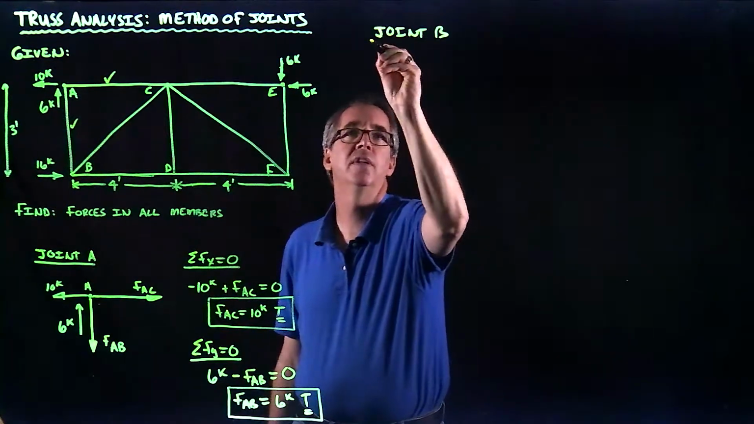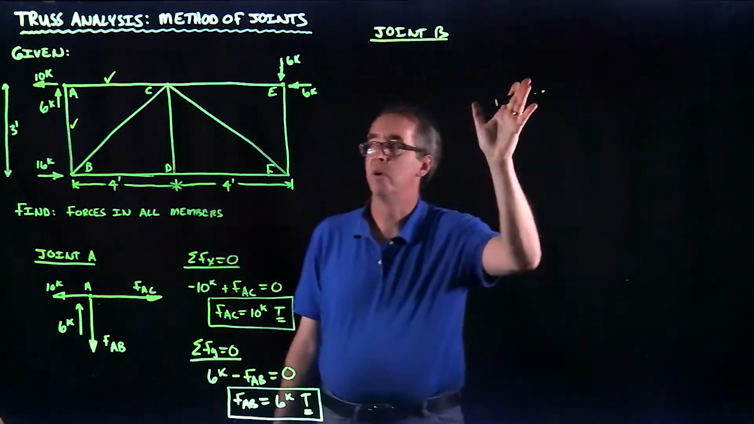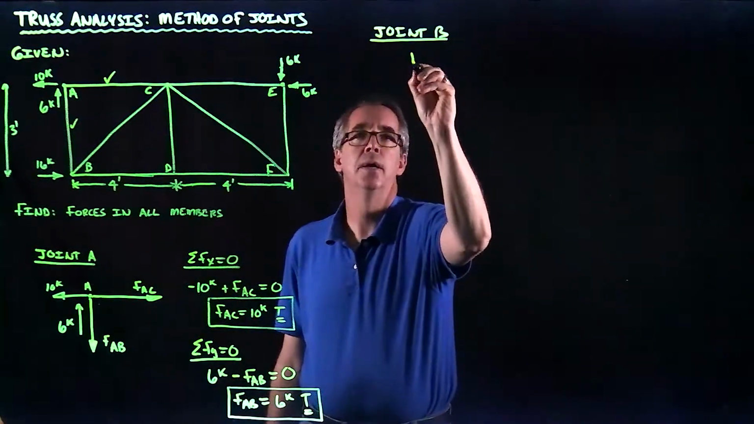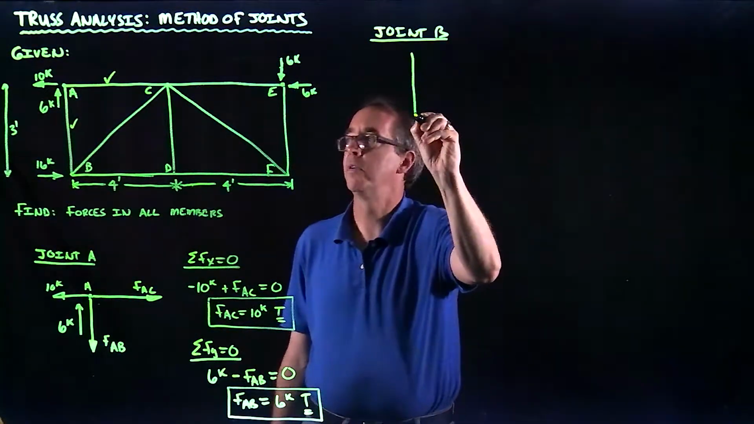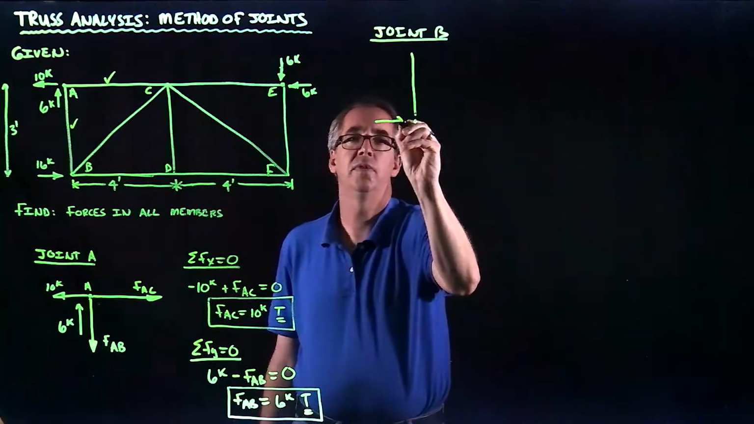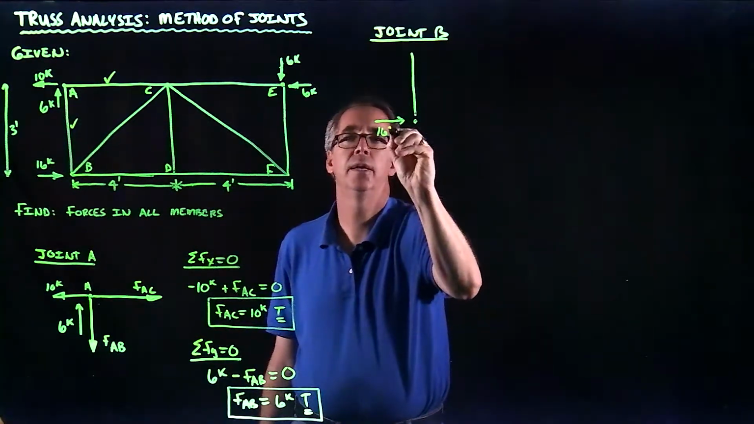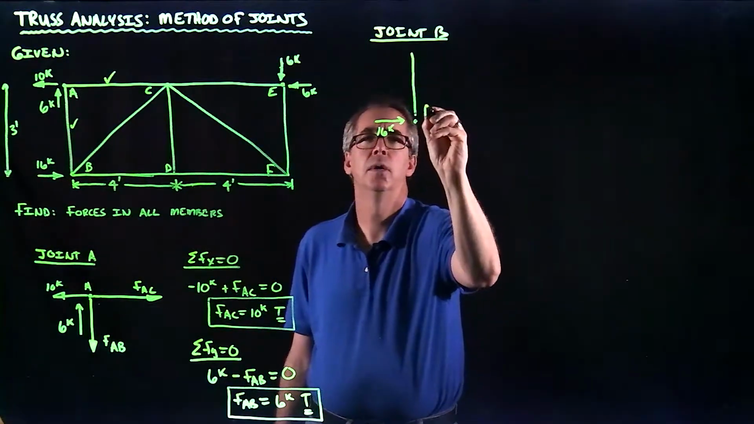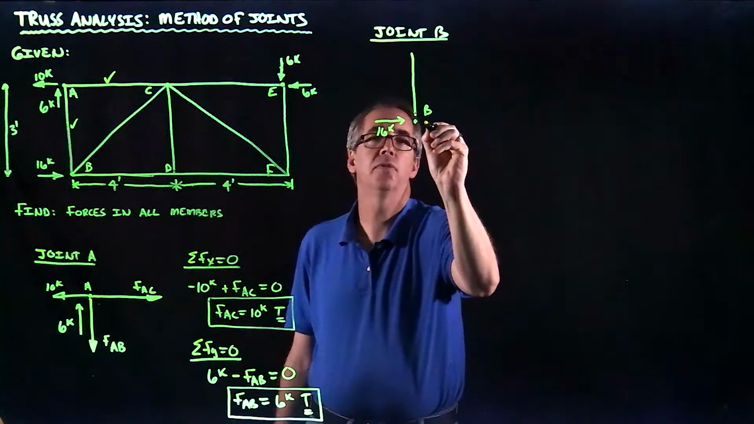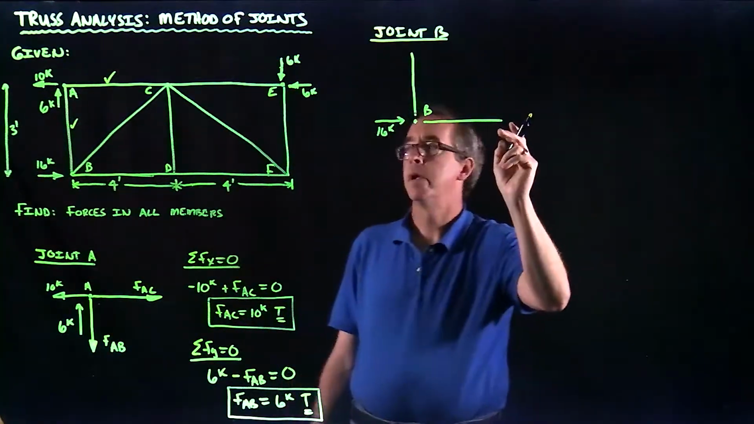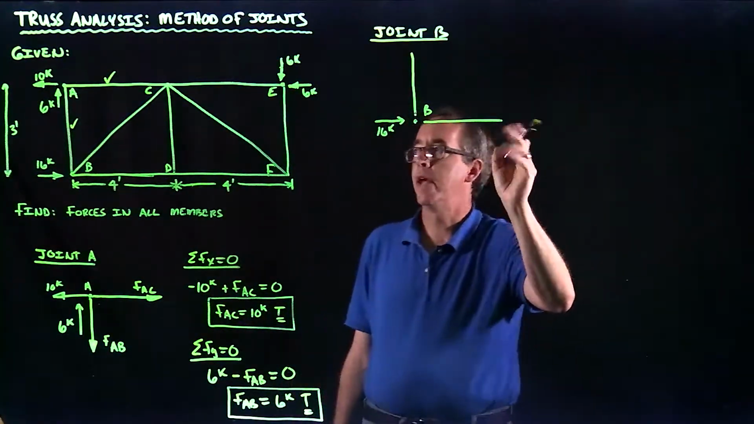And the process is going to be identical to what I did for joint A. So at B, I've got this vertical member here. I know this known force, this reaction that we have, is 16 kips going to the right at B. I also have a force here. Now, we found that AB is 6 kips in tension.